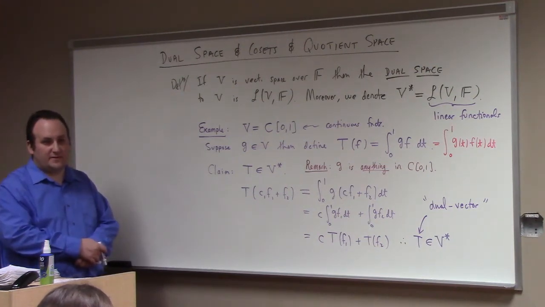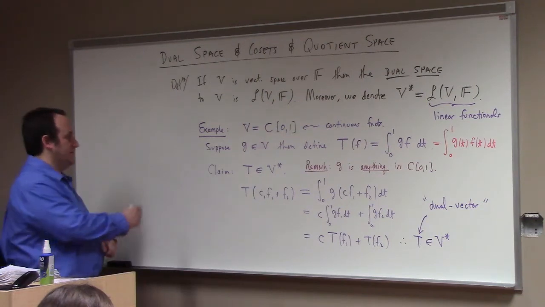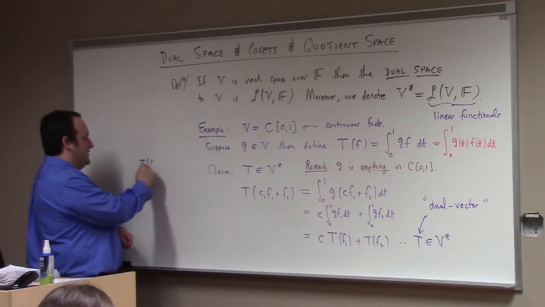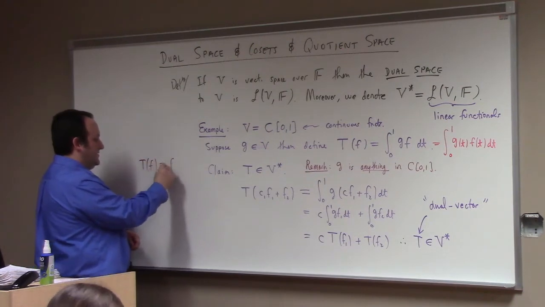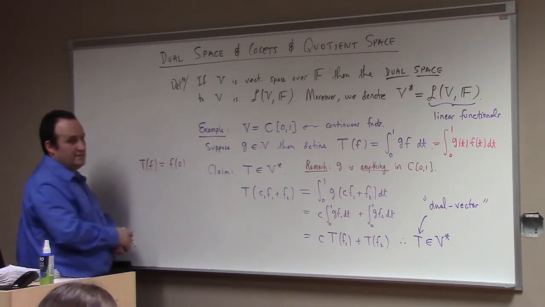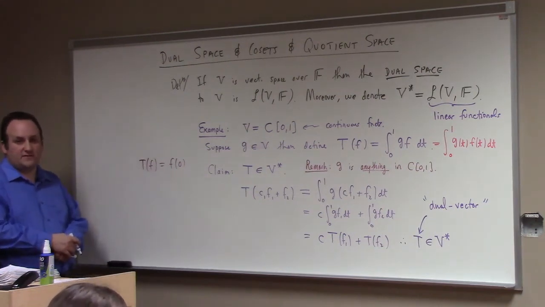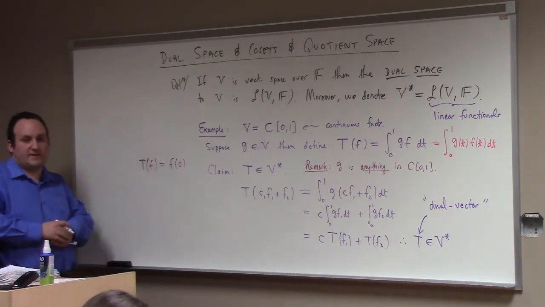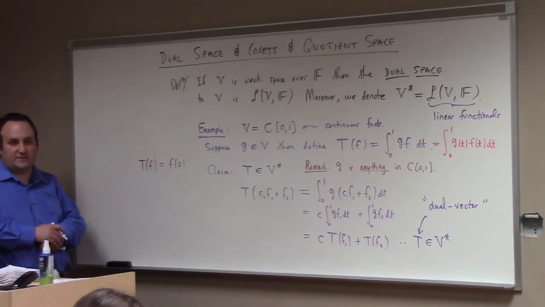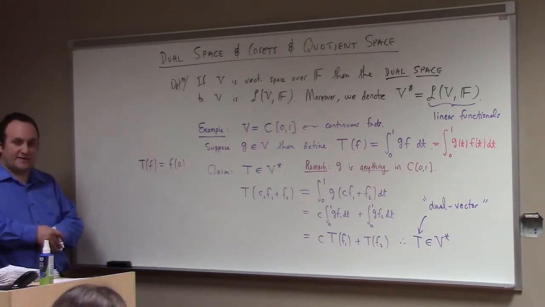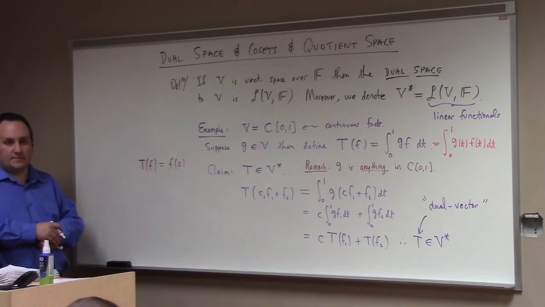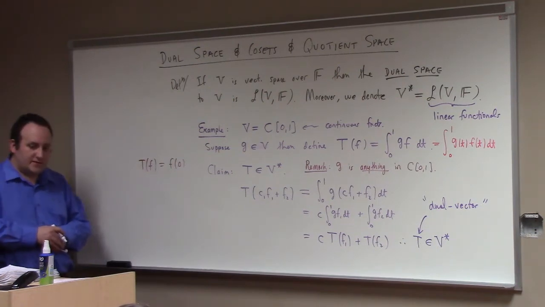And that's not all that there is. There are other dual vectors. How about this? If you take T of f and just define it to be f of 0, that's a dual vector here, because you can check that this is linear. If I take cf1 plus f2 of 0, that's c times f1 of 0 plus f2 of 0, which is the needed property to get linearity for that different dual vector. So my point to you is that in this case, the dual space and the vector space are infinite dimensional.